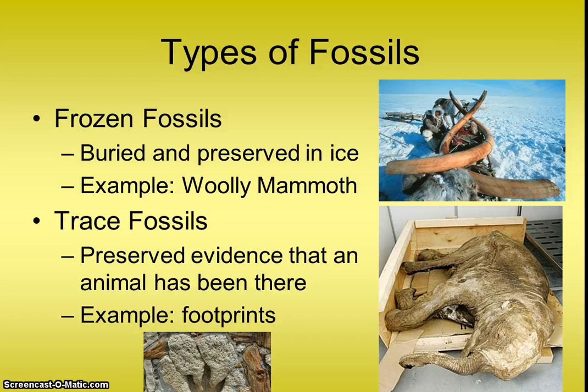So a lot of times you'll see things like dinosaur footprints that are evidence that the animal was there. You can tell what their foot looked like, the claws, how many, quote, fingers or toes it had, things like that, but you don't actually have the animal there.